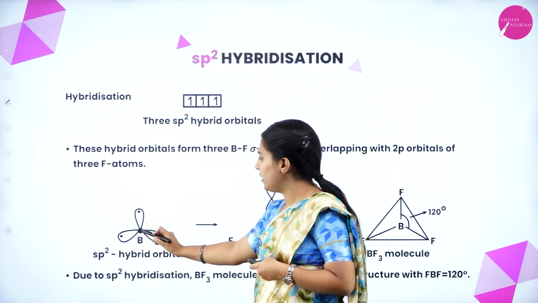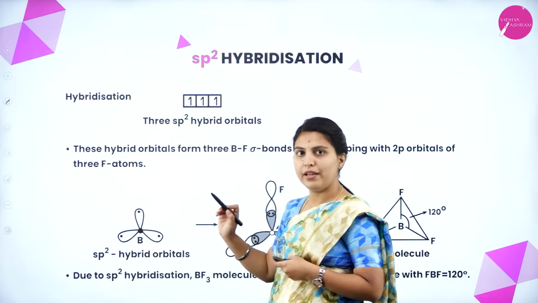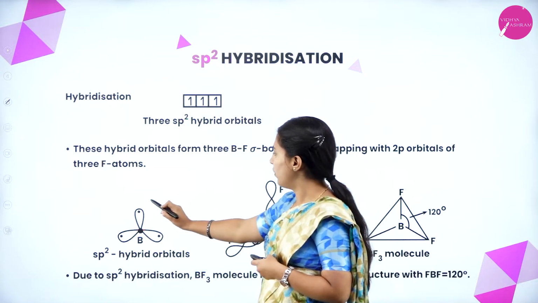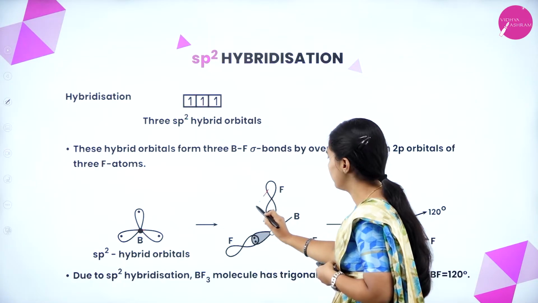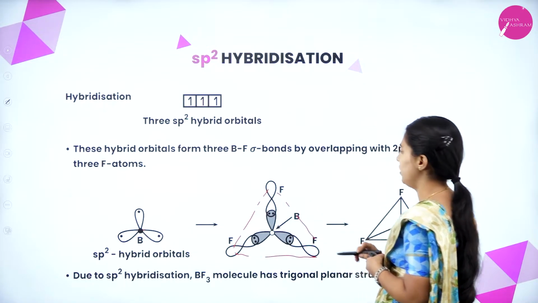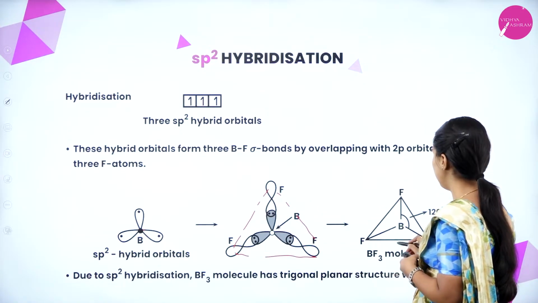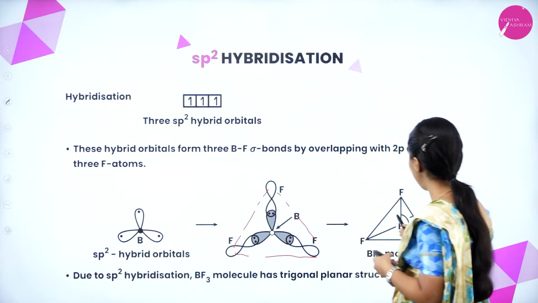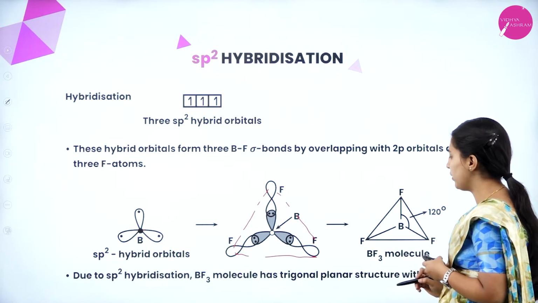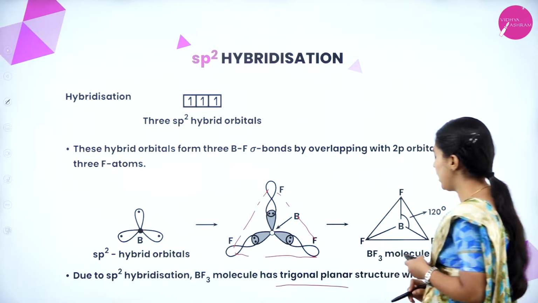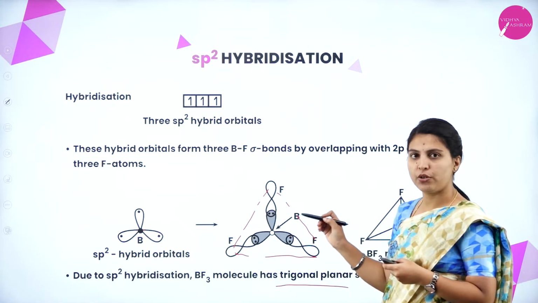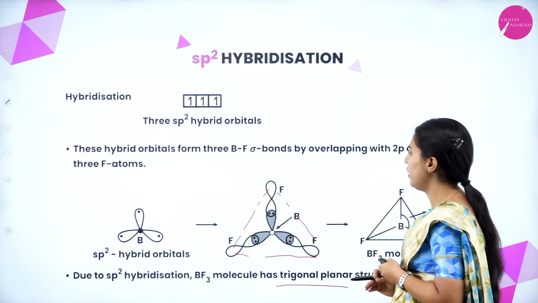See here, one is B here, 3 F. F has 7 electrons, within that 1 lone pair will be there, no? 1 single bond will be formed here. It will form like this. This is the BF3 molecule having 120 degree. Due to sp2 hybridization, the BF3 molecule has a trigonal planar structure. It is having a triangular trigonal planar structure.